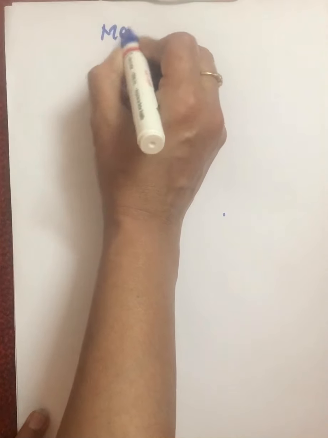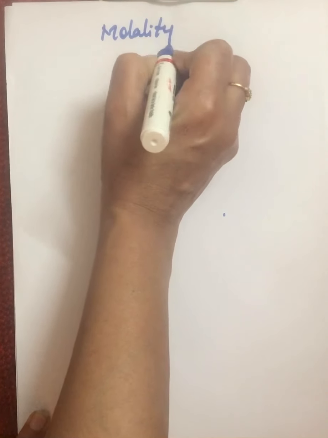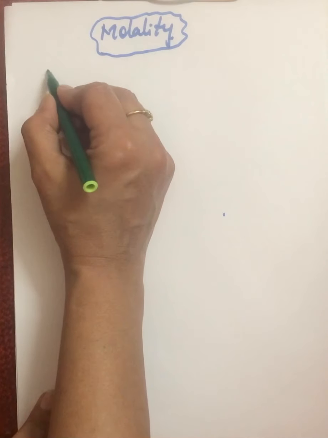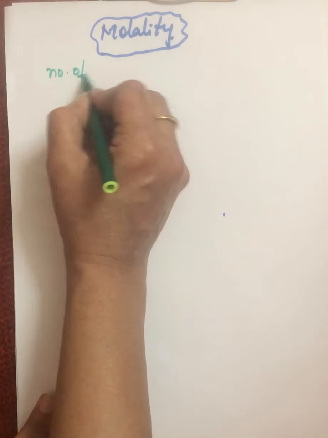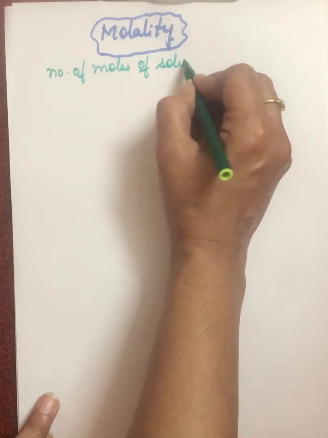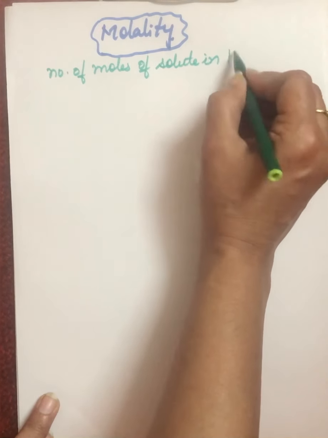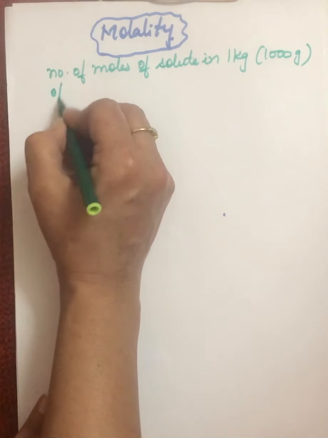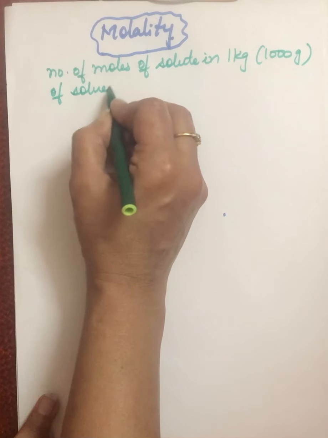Now, after normality, the next concentration term is molality. What is molality? Before this, we have done molarity. Now it is molality. It is the number of moles of solute in 1 kg, or we can say 1000 grams, of solvent.